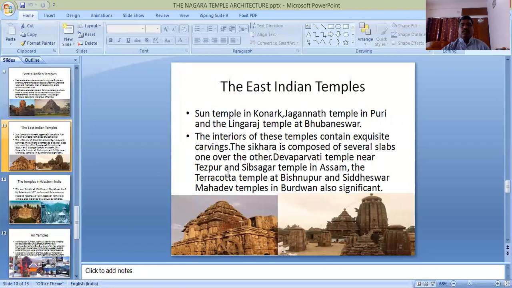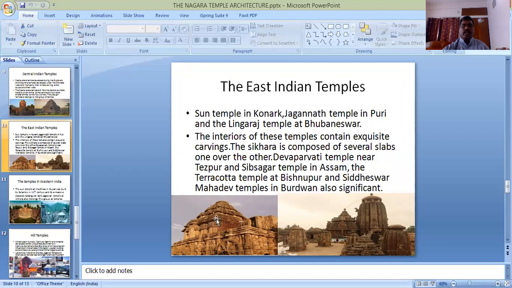And then the East Indian temples. The Sun Temple in Konark, the Jagannath Temple in Puri, and the Lingaraj Temple at Bhubaneswar are the East Indian temple architecture. Especially the interiors of these temples contain exquisite carvings. The shikhara is composed of several slabs, one over the other.